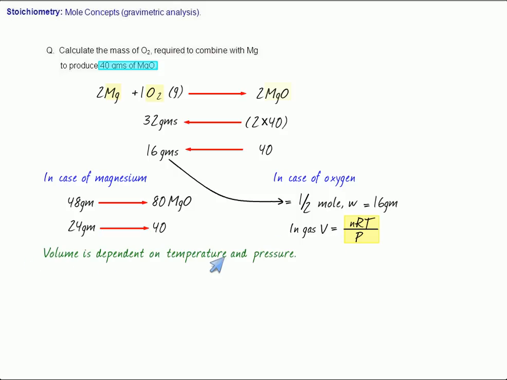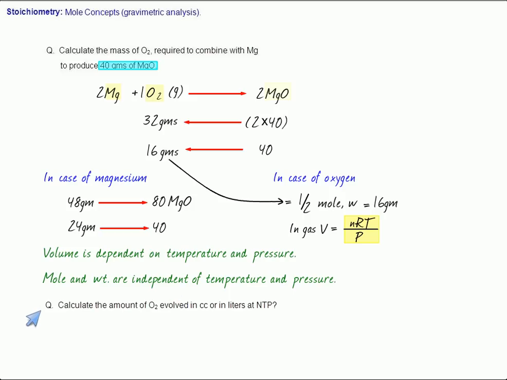And to make problems simple, they can also give you the condition of NTP. That is, they may ask you to calculate the amount of oxygen evolved in cc or in liters at NTP. So 1 mole occupies 22.4 liters, half a mole will occupy 11.2 liters. There we don't have to put it in the equation, directly we can solve it by using the 22.4 liter relationship.